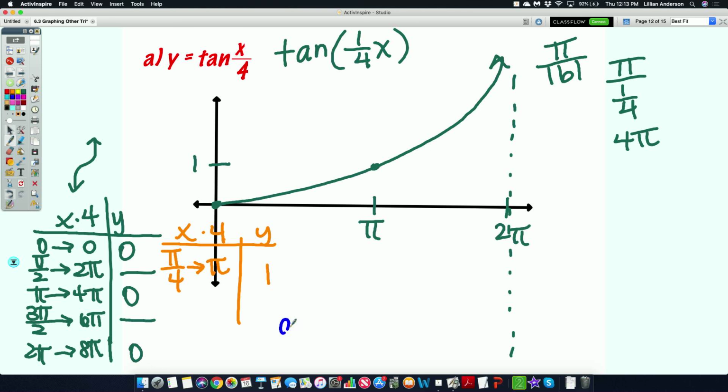Identify your asymptotes. 2 pi. How far apart are they? 4 pi. So it'll be 2 pi plus 4 n pi. Very good.